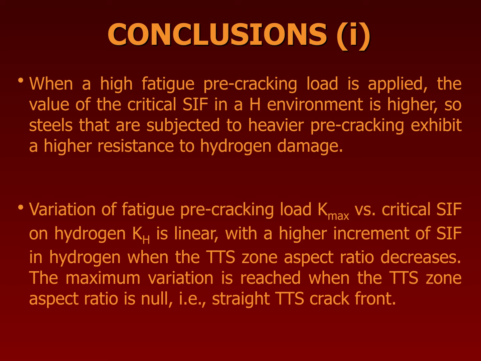When a high fatigue pre-cracking load is applied, the value of the critical SIF in a hydrogen environment is higher, so steels that are subjected to heavier pre-cracking exhibit a higher resistance to hydrogen damage. Variation of fatigue pre-cracking load Kmax versus critical SIF in hydrogen KH is linear, with a higher increment of SIF in hydrogen when the TTS zone aspect ratio decreases. The maximum variation is reached when the TTS zone aspect ratio is null. It is a straight TTS crack front.